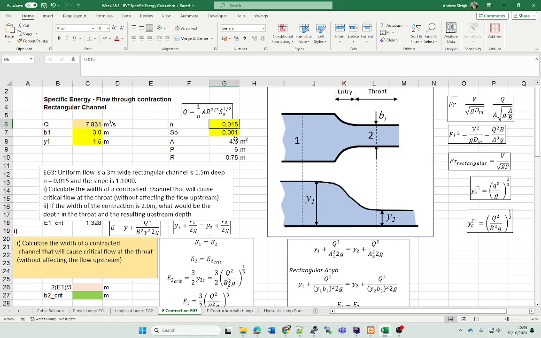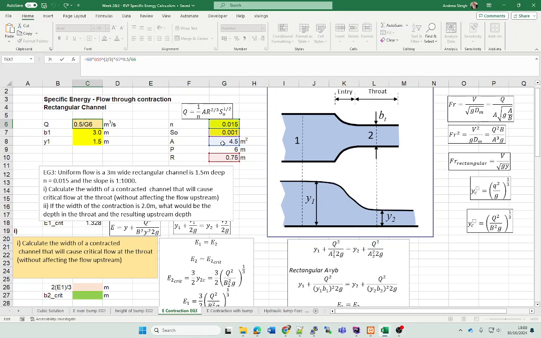Well, I've sort of set this up already. I put in yellow the numbers that we know, and on this right hand side, a part of the Manning's calculation, which we're going to use this formula, I've put in calculation for A, which is just B times Y, calculation for P, which is just B plus 2Y, and calculation for R, which is just A over P. So having all this data, I should say we've got S is 1 over 1,000 directly in there. We can use the formula for the Manning's using those intermediate calculations.